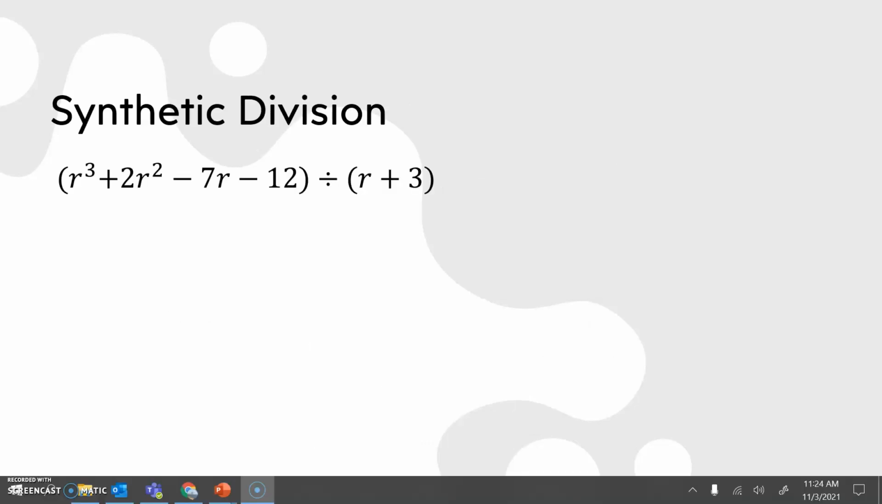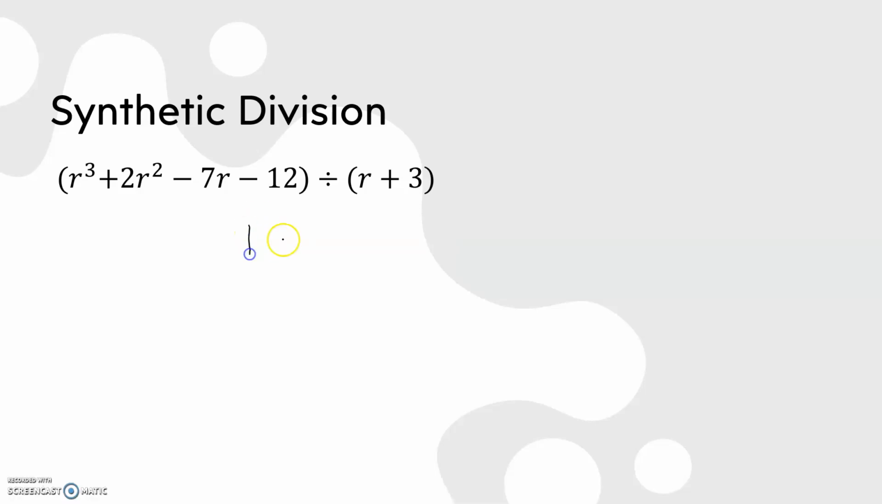All right, we're going to use synthetic division for this problem. This is just another example. We're going to write down our coefficients. And then when we divide, we're not dividing by the +3, we'll use a -3.